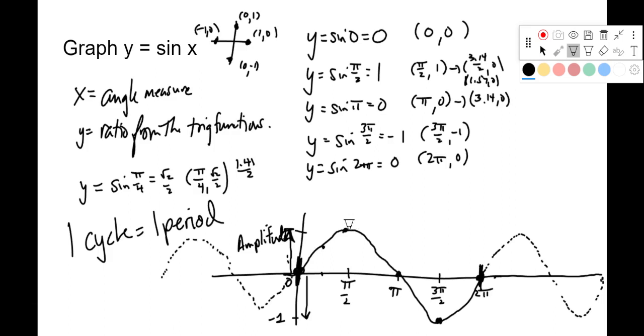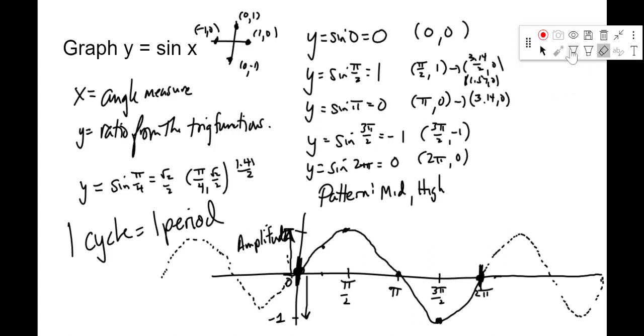And then the last thing I need you to see is the pattern. So there's a pattern to the sine of x, y equals sine of x. All right, the pattern is, if you look at a cycle, it begins at the middle, then it goes high, then it goes back to the middle again, then it goes low, then it goes back to the middle, right? Middle, high, middle, low, middle. That's going to be really important when we actually graph the transformations.